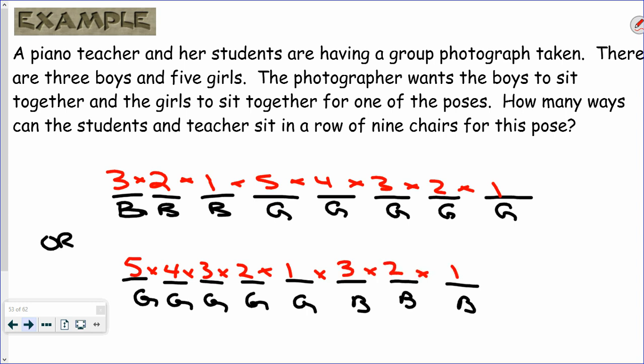So now I've dealt with the students. Now, it also says there's a teacher. So if I want the girls together and the boys together, where can the teacher go?